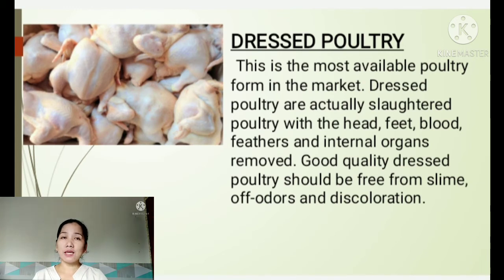So, yung live poultry ay buhay. Yung whole poultry ay namatay, tinanggalan na ng dugo, at tinanggalan na ng balahibo. Pag dressed poultry, tinanggal na din ang internal organs. Wala ng head, wala ng feet, wala ng blood, walang feather, and internal organs have been removed.